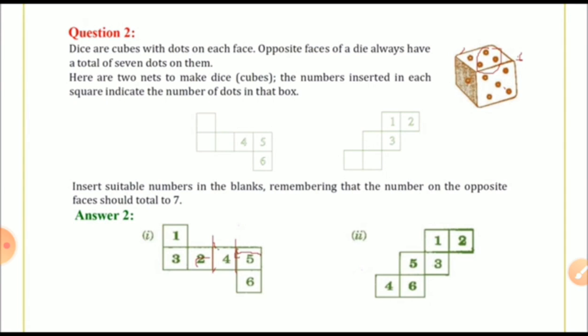See, 5 and 2, 7. 4 and 3 also become 7. Same way, 6 and 1 will make you a 7. And in a dice, there is a perfect rule that adding both the numbers should give 7. Okay, my dear student, that is the right point.